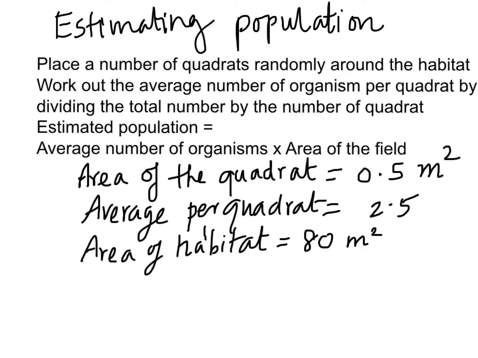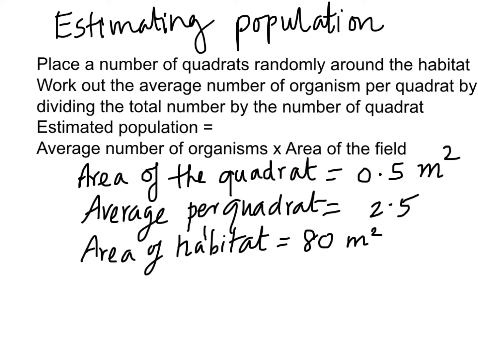Often you will be asked to describe how you can estimate population using this technique, using quadrats. Okay, so you should be able to describe it like this. Place a number of quadrats randomly, very important, around the habitat. Work out the average number of organisms per quadrat by dividing the total number of organisms by the number of quadrats. We have seen that in the previous example. Now finally, how do you estimate the population? Multiply the average number of organisms by the total area of the field.